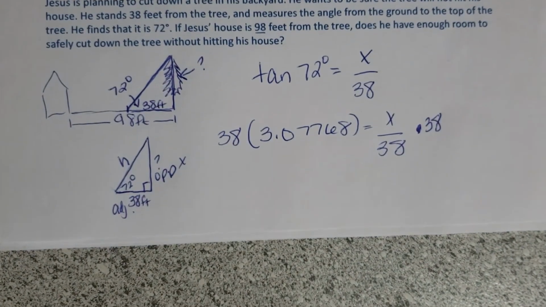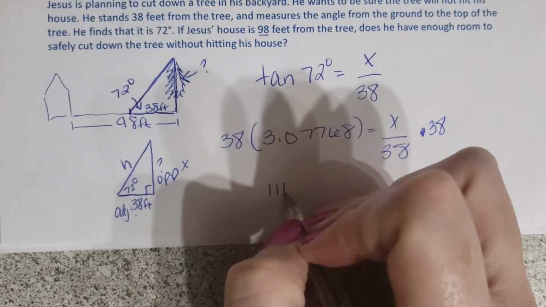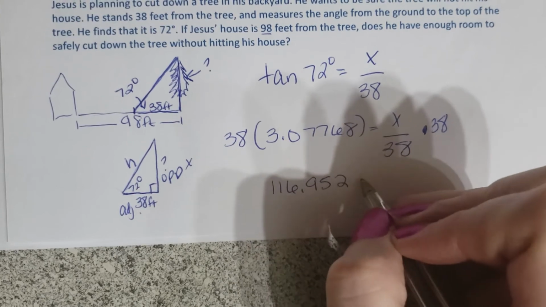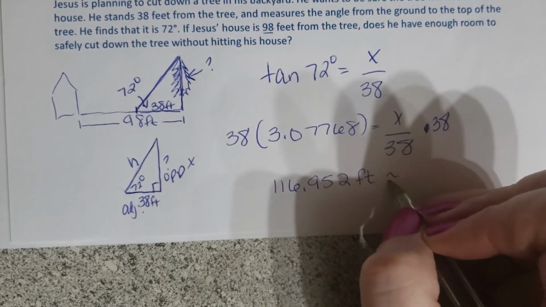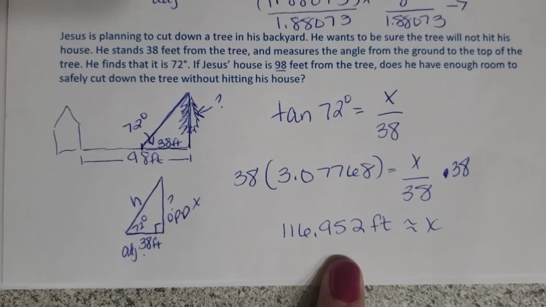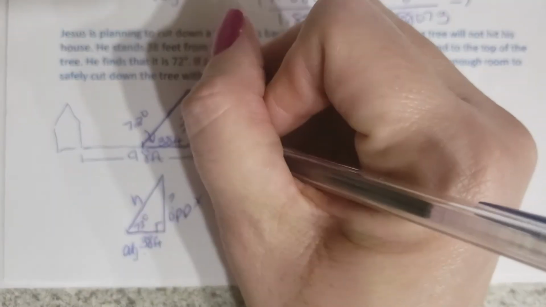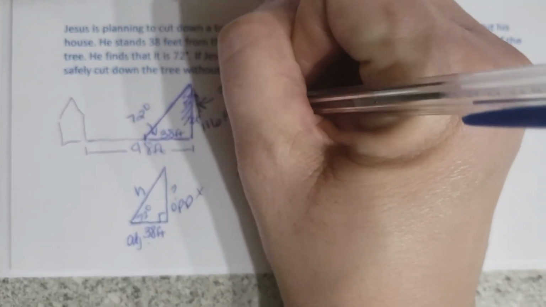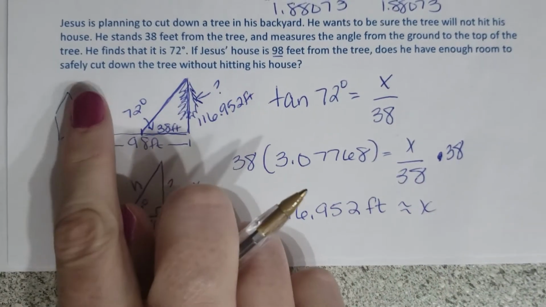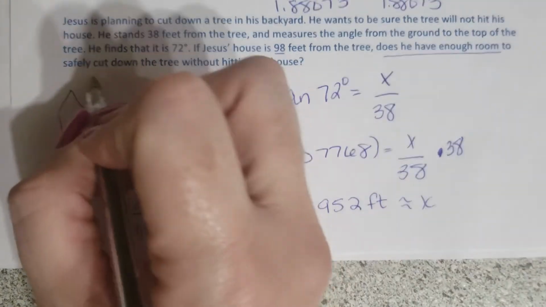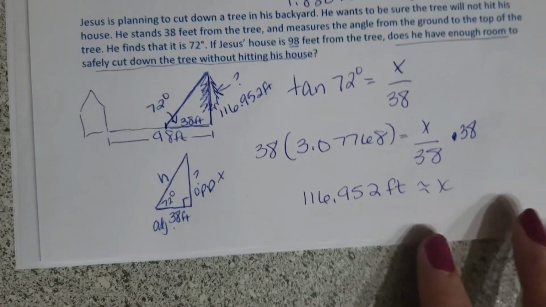And what I find is that x is approximately 116.952 feet. So I have an answer. I know how tall my tree is. My tree is approximately 116.952 feet. But the question is, does he have enough room to safely cut down the tree without hitting his house?